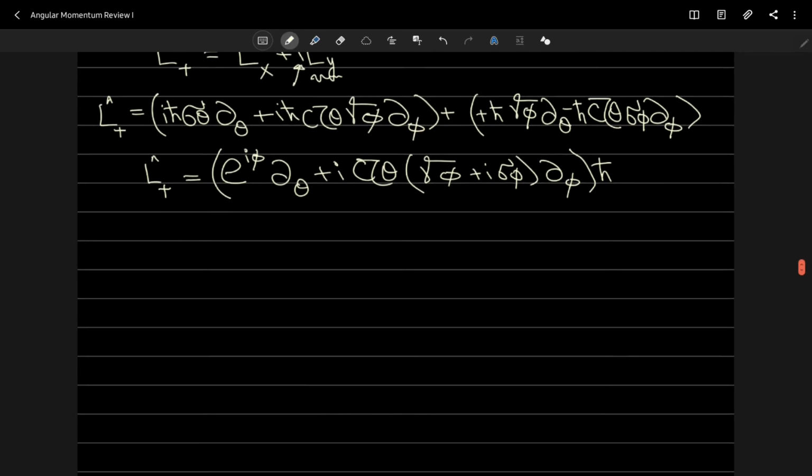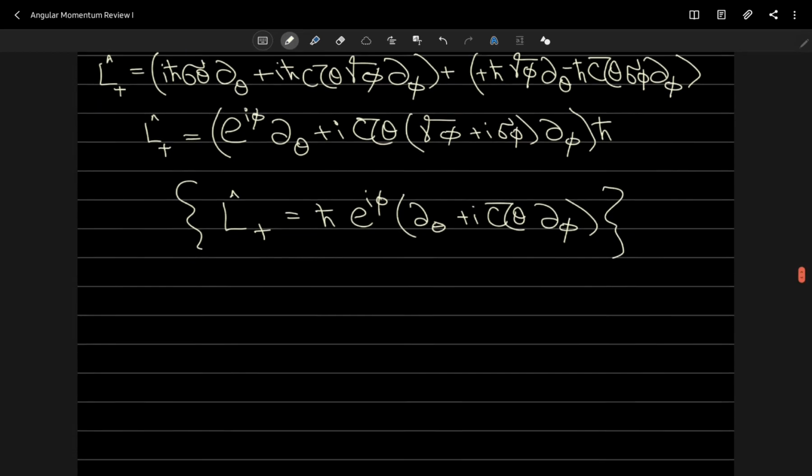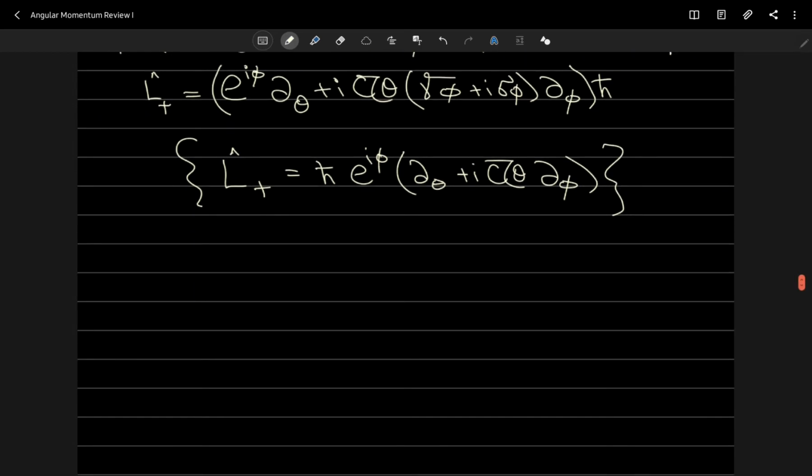And so therefore we can say that L plus is represented with h bar exponential iota phi times partial derivative with respect to theta plus iota cotangent of theta times partial derivative with respect to phi. Right. Now this is your L plus, so you could say it's your raising operator. It raises the angular momentum.